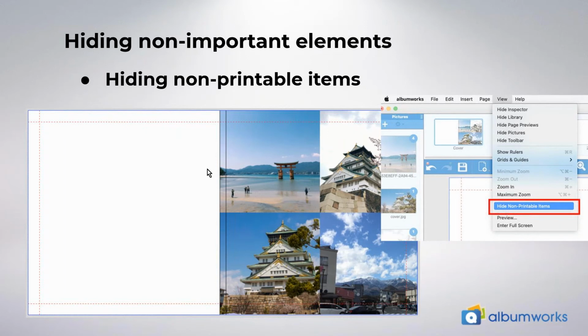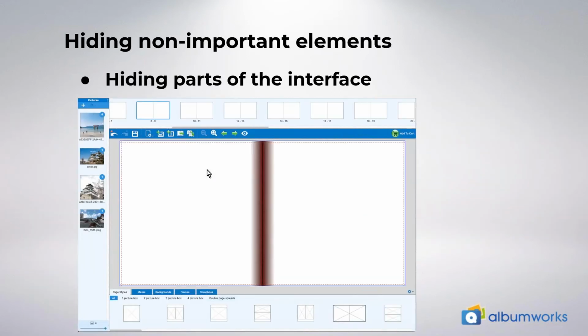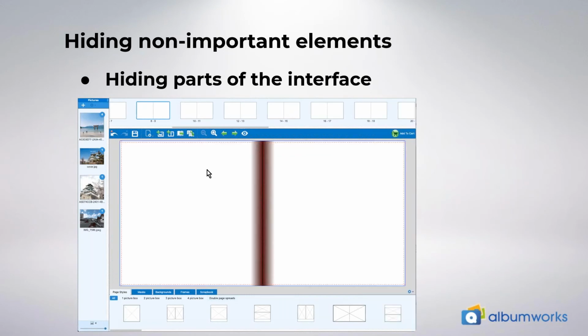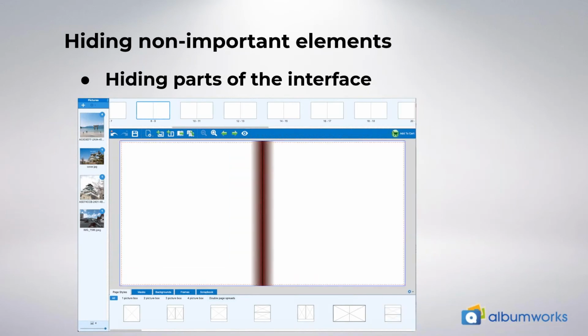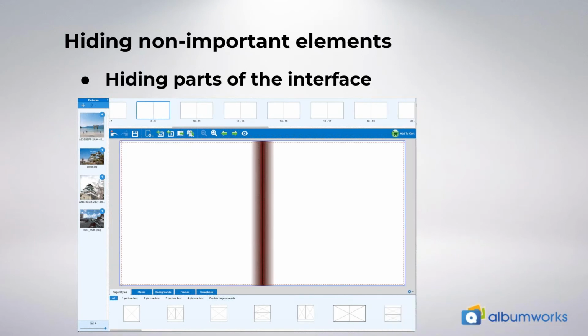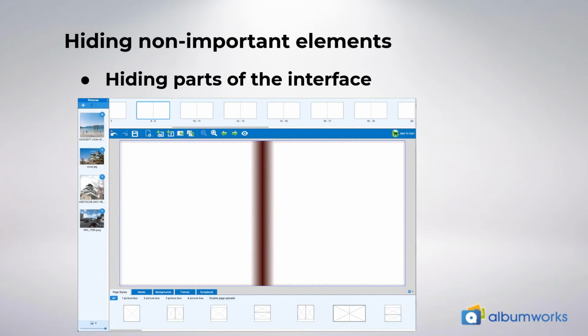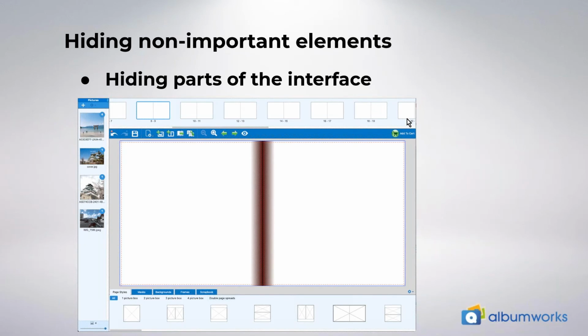You can also hide certain parts of the editor interface when you're working on your project. If you're like me and you want zero distractions when creating your design, then head to the top menu bar again, and under the View menu, you'll find the option to hide certain panels of the editor. In this example on the screen, I'm hiding the inspector. That's this pale blue column on the right-hand side, which is here.